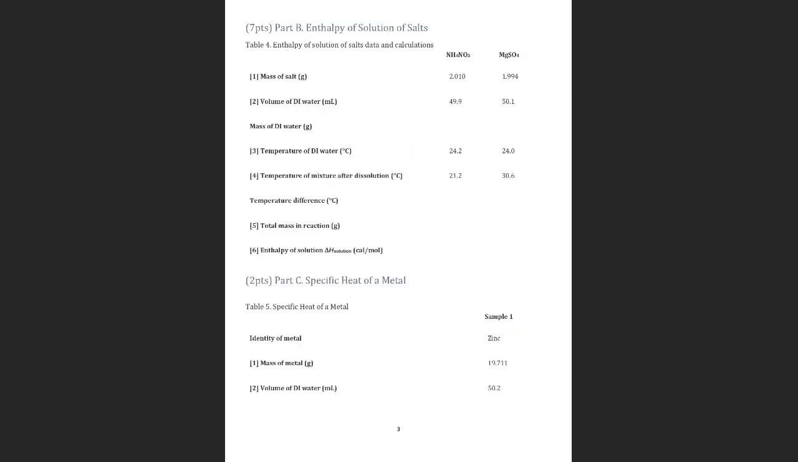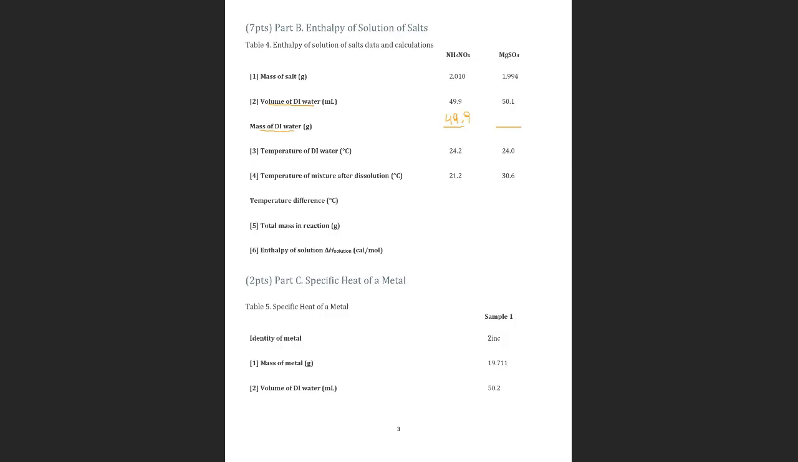And then part B, let's see. We have to complete here. What number would you put there? Mass and volume. So 49.9 grams. Exactly, the same, because you have the volume of DI water, and they ask you for the mass of DI water. So it's going to be this.